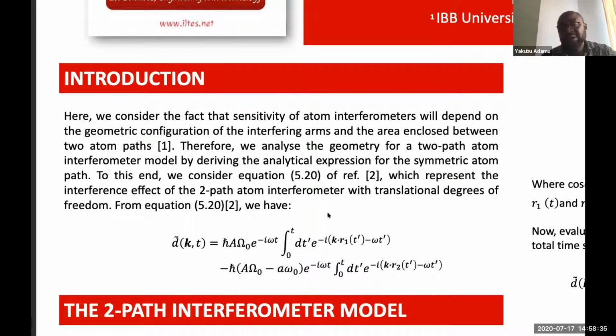Equation number 5 of reference number 2, which is actually a paper we co-authored with my colleague here, and which is currently under peer review for subsequent publication. This equation represents the interferometer effect of the two-part atom interferometer with a translational degree of freedom. Now, this equation, like I said, is defined by some certain parameters. One of the parameters there is the kinetic time, which is the unperturbed, this very term here. I think you can see it.